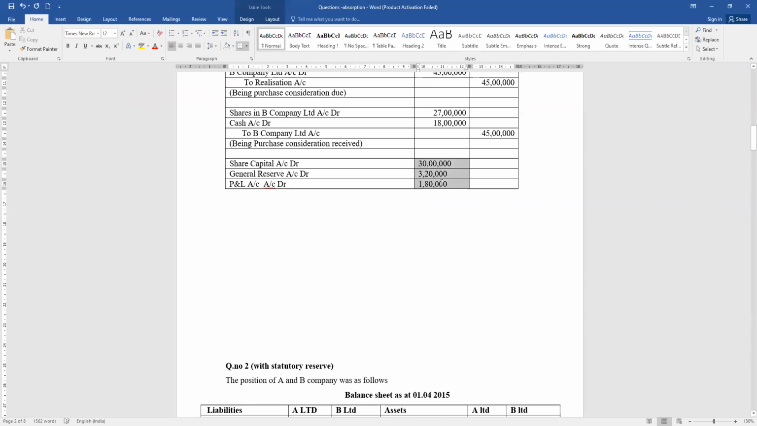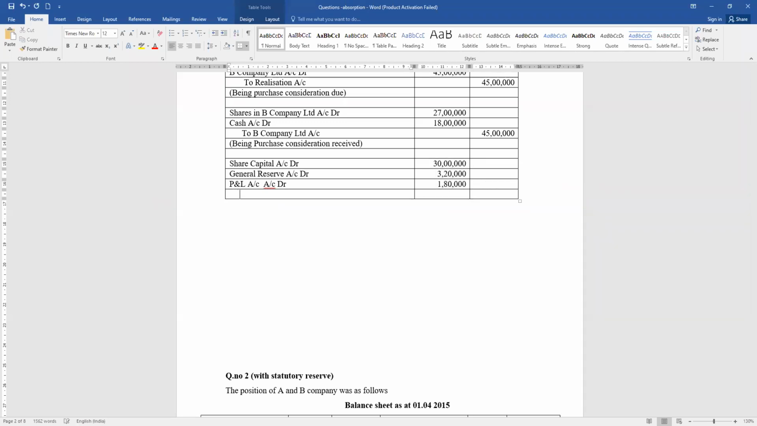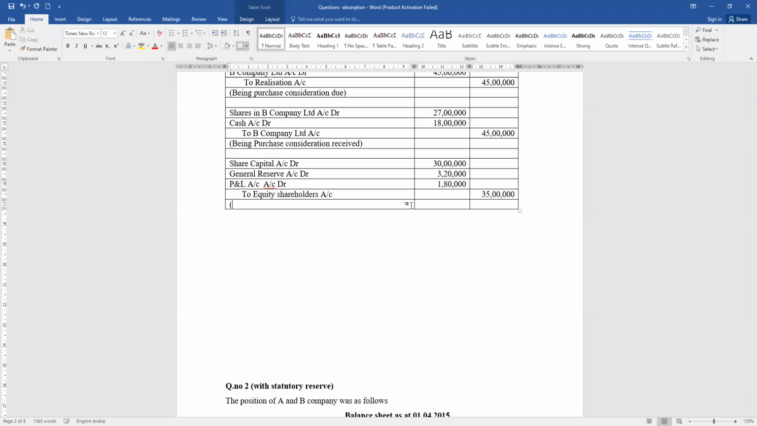Okay. So all three of these we have to transfer to equity shareholders account. So how much is it? Totally it is coming to 35 lakhs. So all the remaining items, that is the P&L and the reserves and share capital, transfer to equity shareholders account, being capital and reserves and surplus transferred.